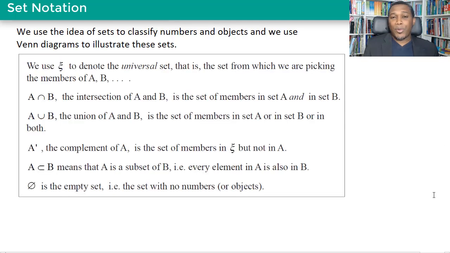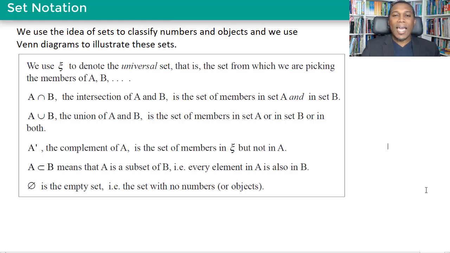Sets. We use sets to classify numbers or objects, and we use Venn diagrams, those rectangles with some eggs or circles inside them. We'll do a lot of work with Venn diagrams today to represent sets. So a Venn diagram is a tool to give a visual representation of sets.